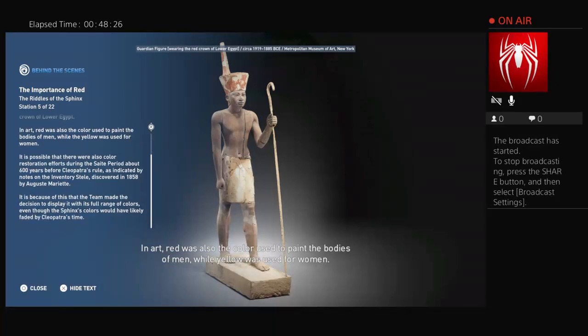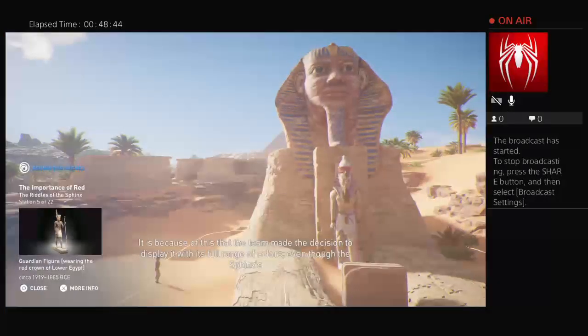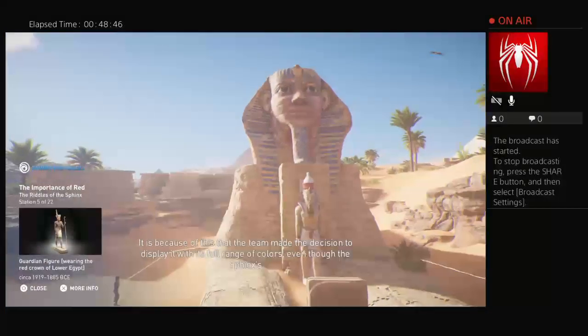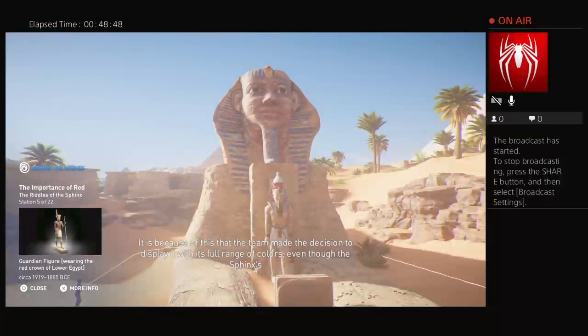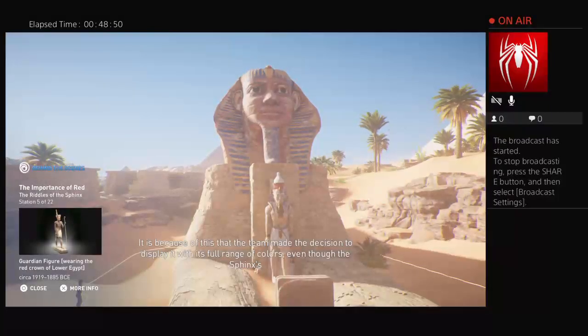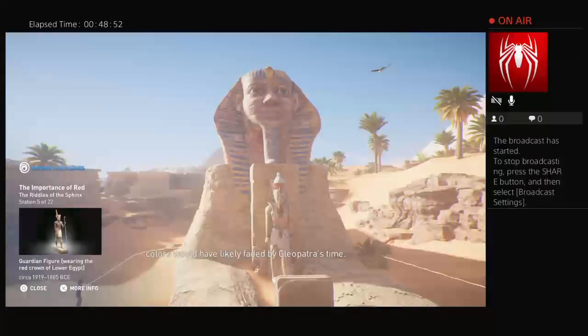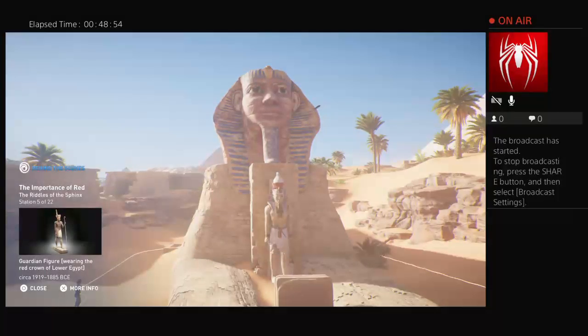It is possible that there were also color restoration efforts during the Saite period about 600 years before Cleopatra's rule, as indicated by notes on the inventory stele, discovered in 1858 by Auguste Mariette. It is because of this that the team made the decision to display it with its full range of colors, even though the Sphinx's colors would have likely faded by Cleopatra's time.